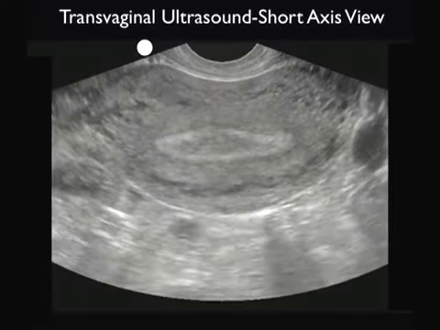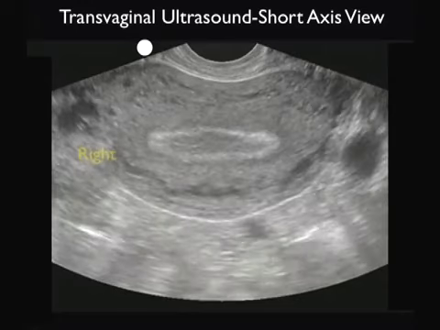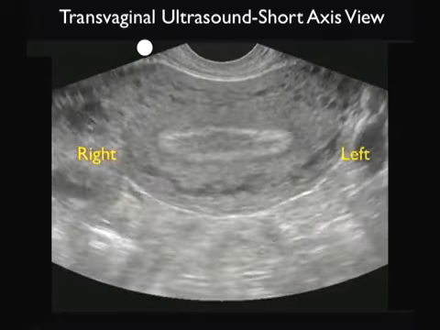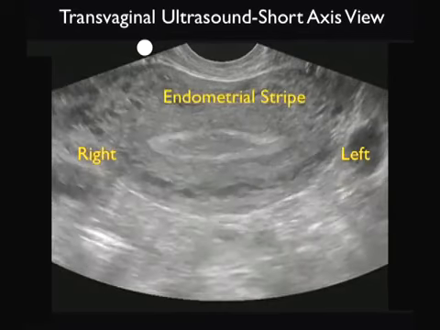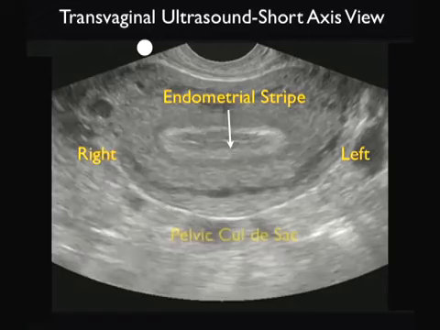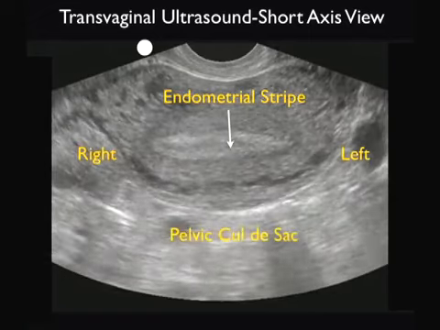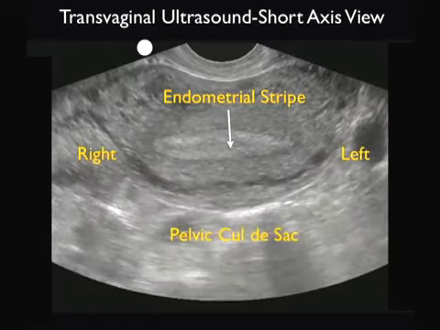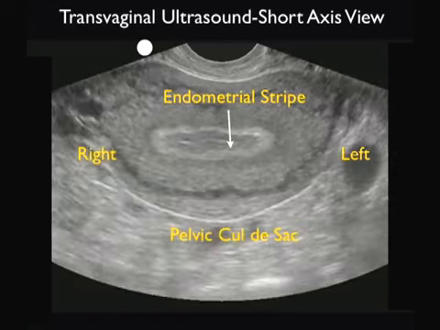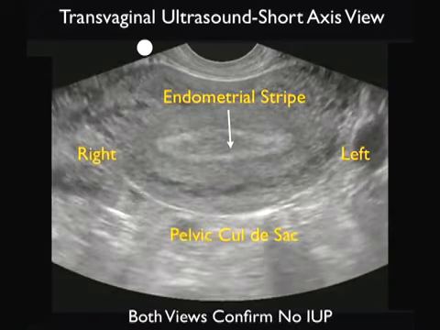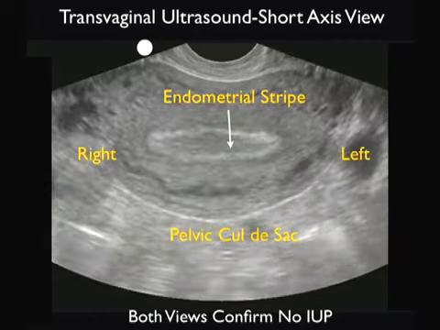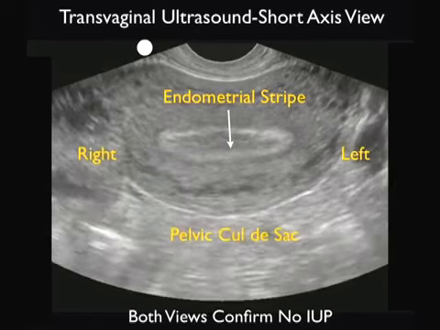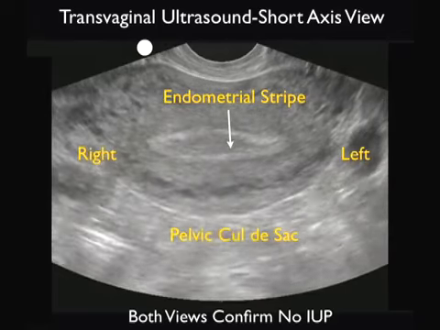Next, we'll reorient the probe into the short axis configuration to re-examine the uterus in a second orientation. Here we have the probe in the short axis with the probe marker over towards the right side. Thus, we're cutting the uterus in cross-section. Here we see the thickened endometrial stripe in the midline of the uterus and the pelvic cul-de-sac posteriorly. Notice again the absence of an intrauterine pregnancy and also the absence of any significant free fluid within the pelvic cul-de-sac.